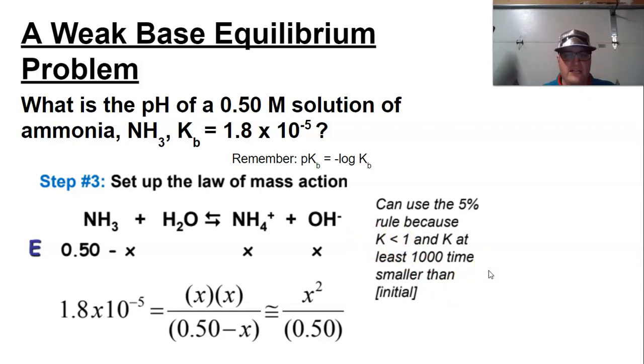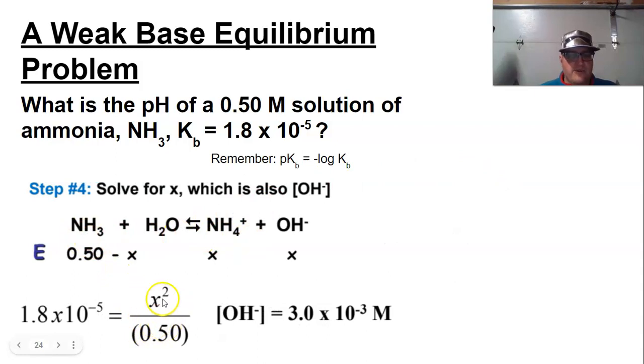You'd have to have a very close Kb to your initial concentration. Now, this is like 0.00005. Yeah, now you're going to start dealing with that, but that's going to be super rare, okay? Just keep an eye out for it.